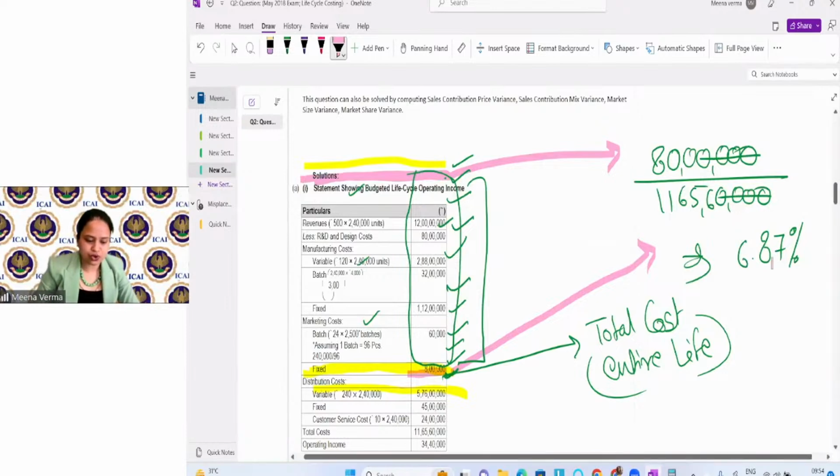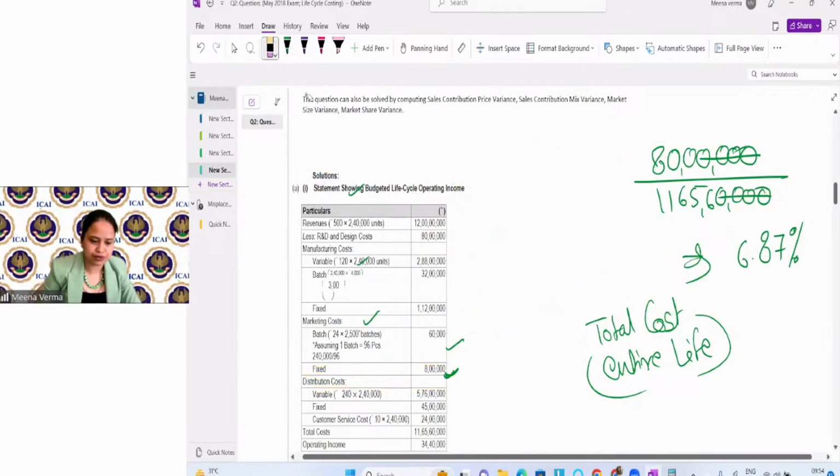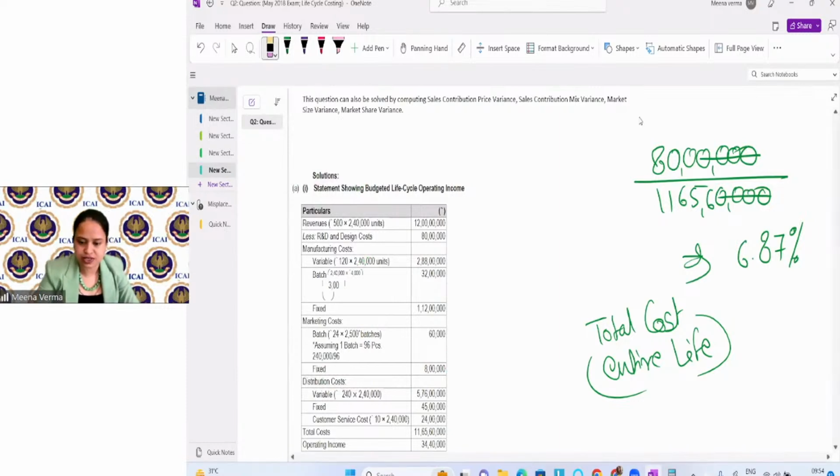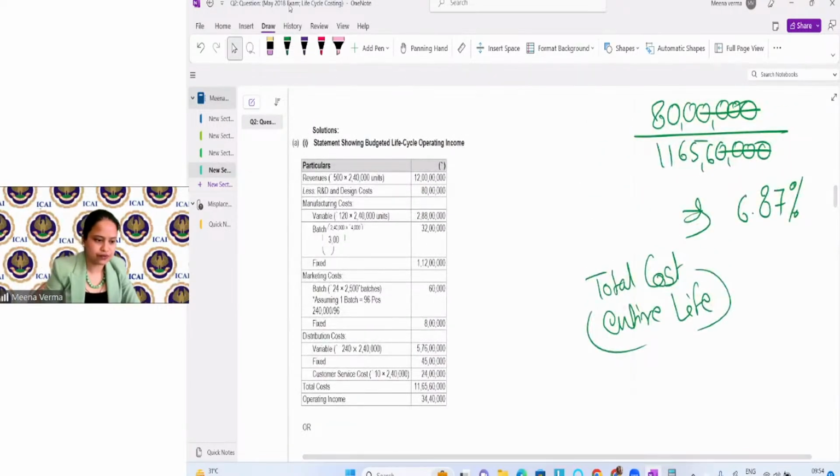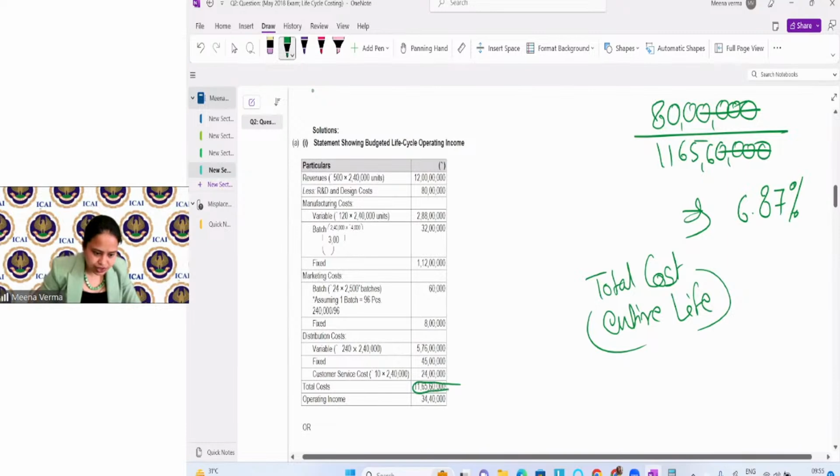Let me repeat this because you are saying the screen was frozen. You can see this is the total cost of the company, right? Out of the total cost, the company here has mentioned that only a small share of the cost is incurred during the designing stage. So that means only 6.87 percent they have incurred during the designing stage.